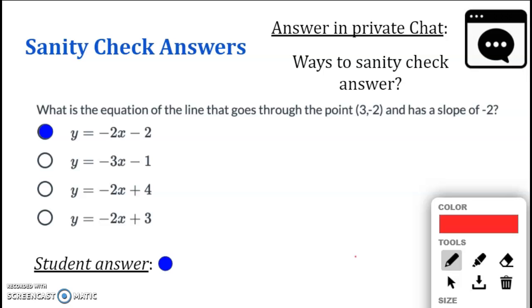Welcome back. We're going to do another sanity check answers. This time the problem we're given is: what is the equation of the line that goes through the point (3, -2) and has the slope of -2? You had 4 different options, and this particular student got the first as the correct answer. Now how do I make sure that this is correct? You're going to answer that in private chat, so please pause the video and do that now.